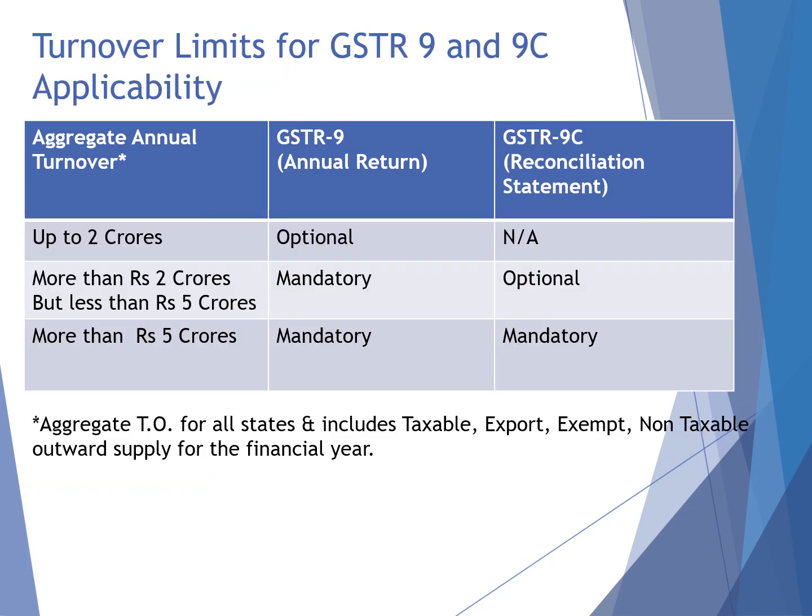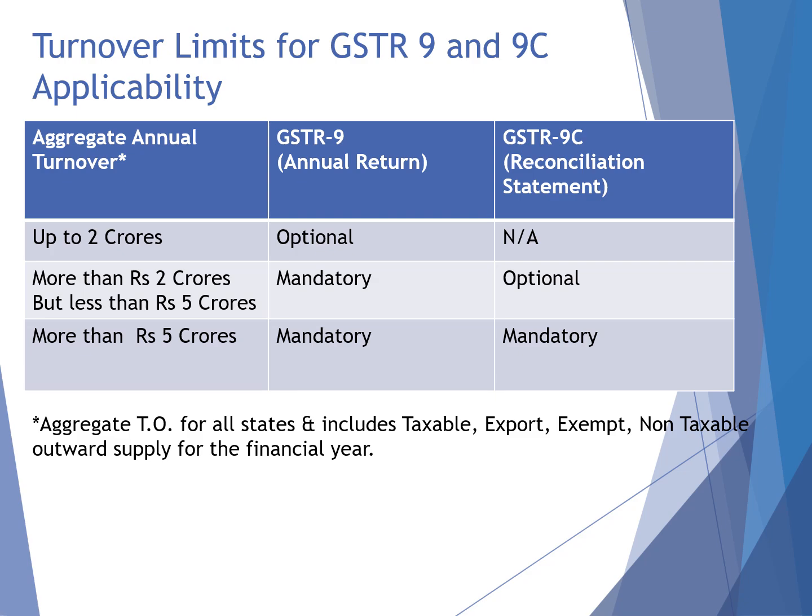As we all know, the GSTR 9 and 9C depend upon the aggregate annual turnover of the registered person. Aggregate annual turnover is defined in section 2, subsection 6 of the CGST Act. It includes the taxable supply, exempted supply, and the export turnover. The taxable supply includes the supply of goods and services, whether intrastate or interstate.